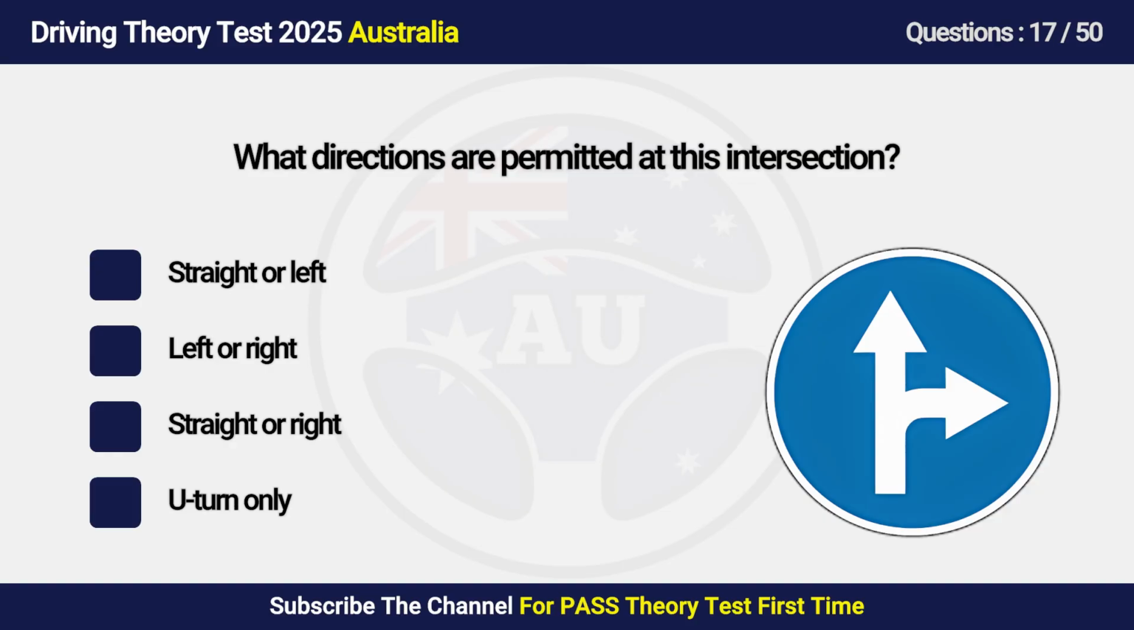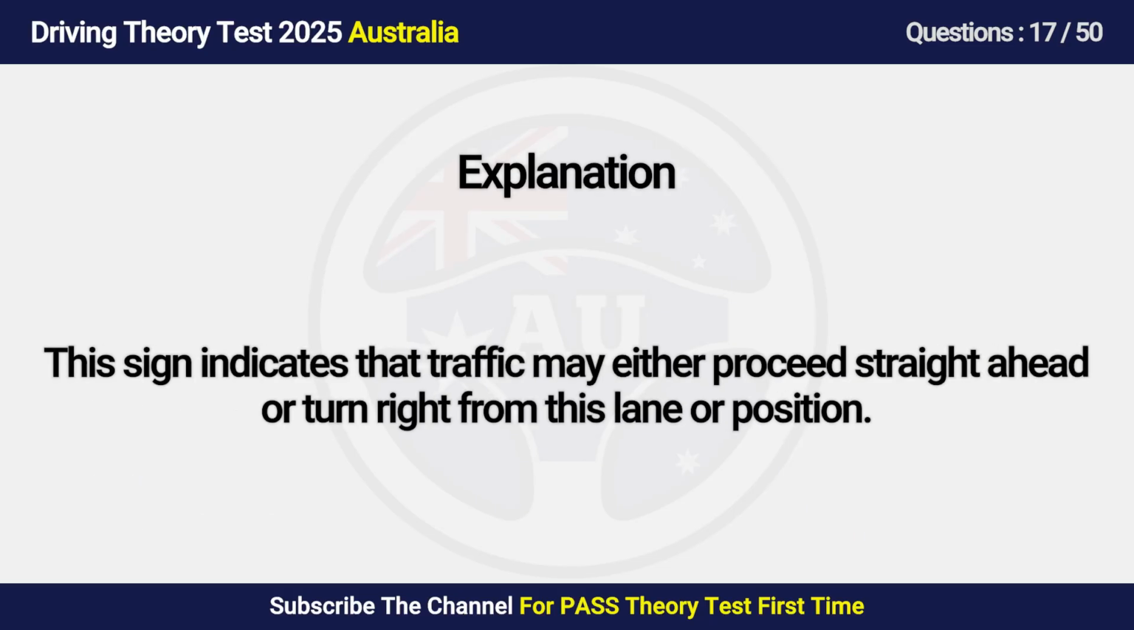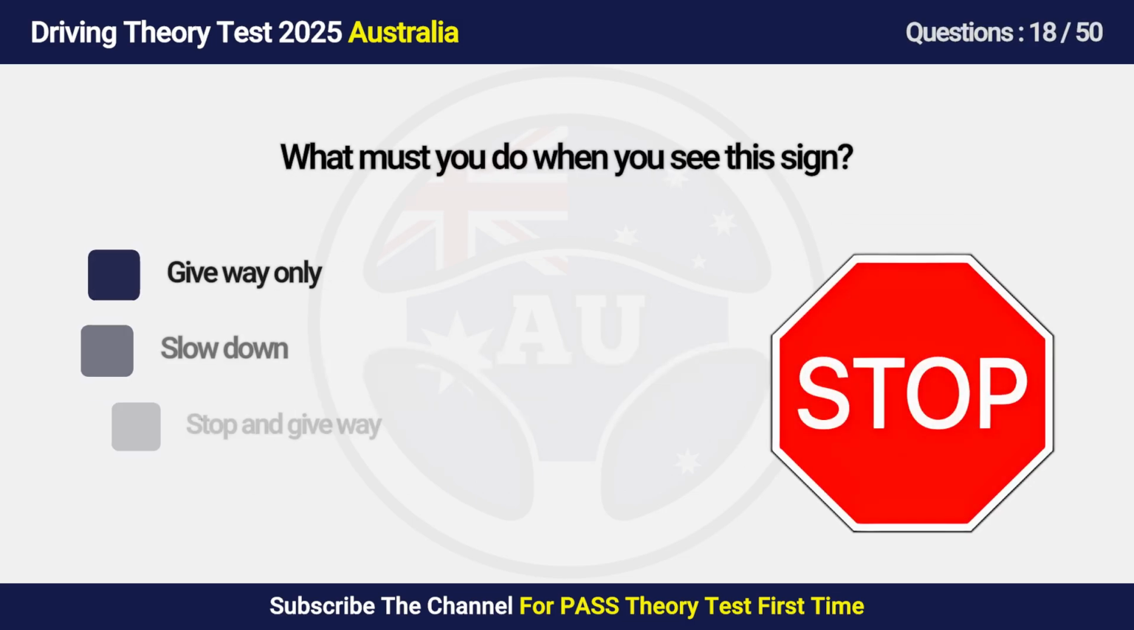A, straight or left, B, left or right, C, straight or right, D, U-turn only. Answer is C, straight or right. This sign indicates that traffic may either proceed straight ahead or turn right from this lane or position. Question 18. What must you do when you see this sign?